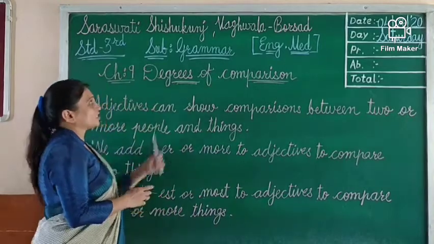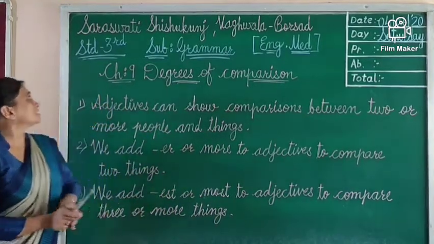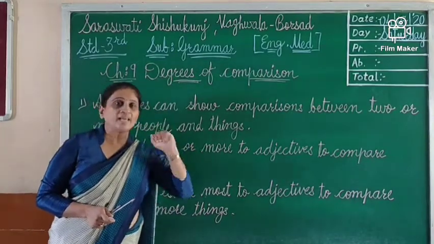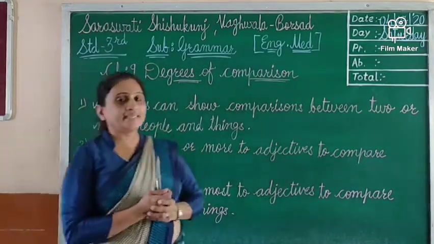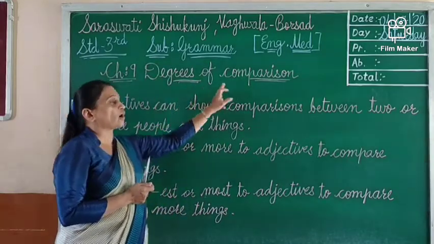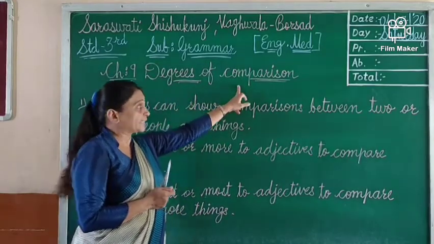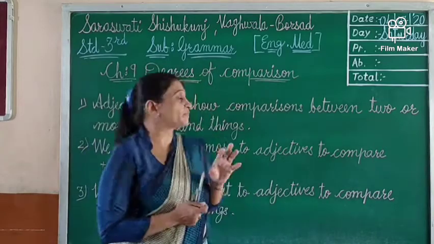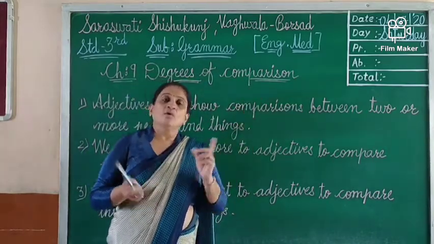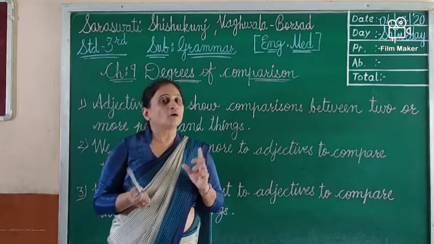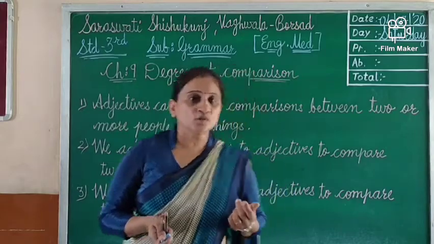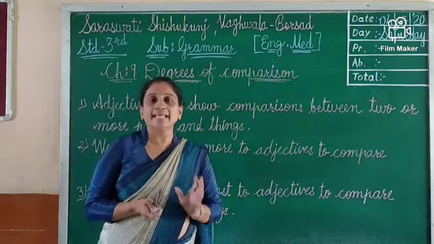Today I am giving you a session of grammar, standard three. Today I selected chapter 9. The chapter 9 name is degrees of comparison. In this chapter we will do comparison with each other. Two things, two people, otherwise more than two people or two things. So we can compare in this way.